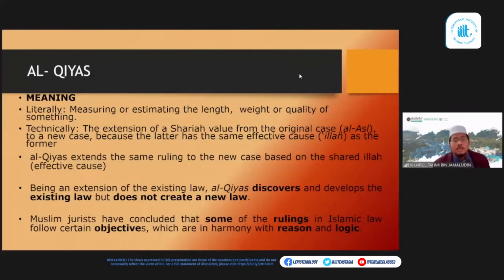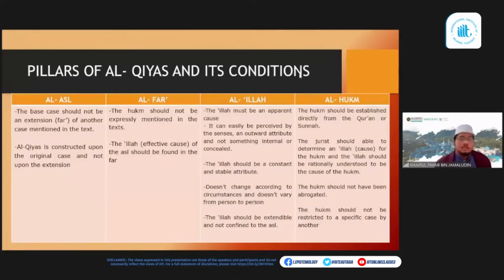Being an extension of the existing law, qiyas discovers and develops the existing law. It doesn't create new law. Rather, it just transfers the existing law to a new case. Muslim jurists have concluded that some of the rulings in Islamic law follow certain objectives, for instance, maqasid objectives, which are in harmony with reason and logic. Next, these are the pillars, arkan al-qiyas, and its conditions.